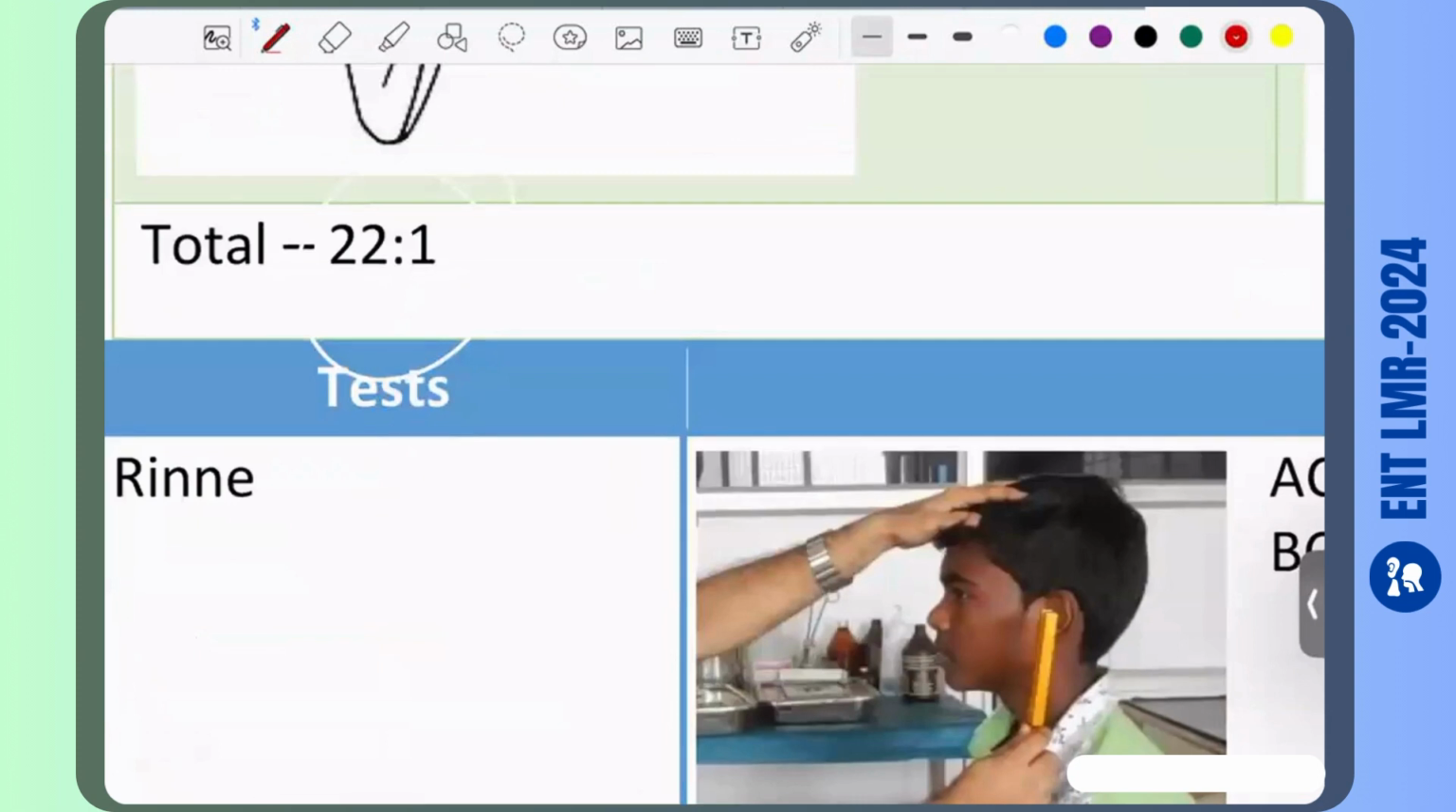If they ask, by impedance matching, how much amplification will happen to the atmospheric sound? Now, the answer is 22:1. It's very, very important. Clear?